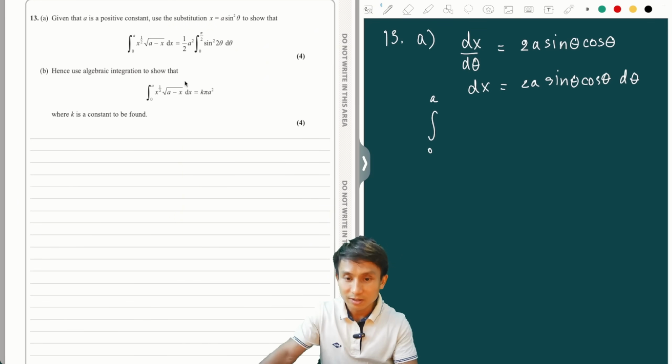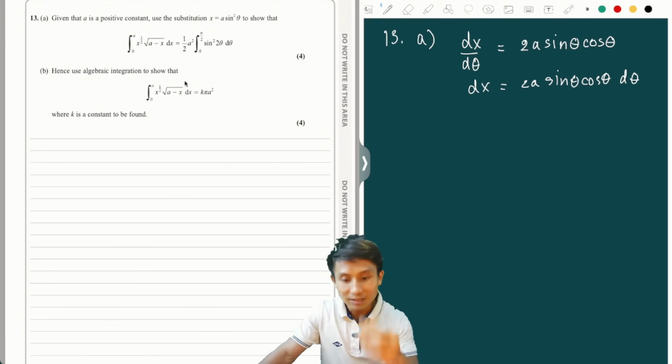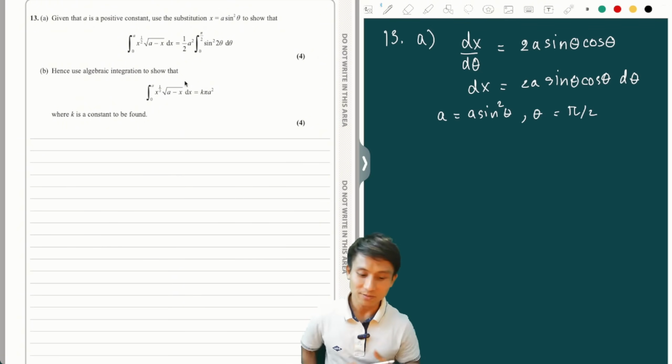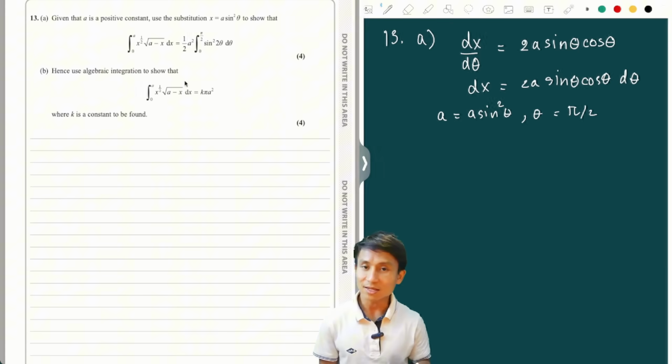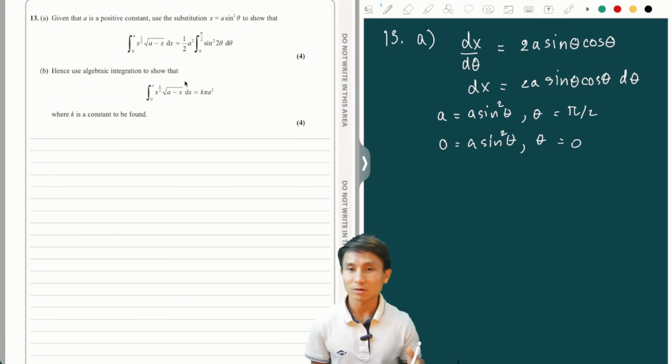Okay, let's do the bounds as well. So if x equals a, then theta equals pi over 2, because you can cancel a and then you find theta to be pi over 2, because that gives you sine theta of 1. And if you put x equals 0, obviously theta would also be 0. So I'm just finding the bounds here first, right?